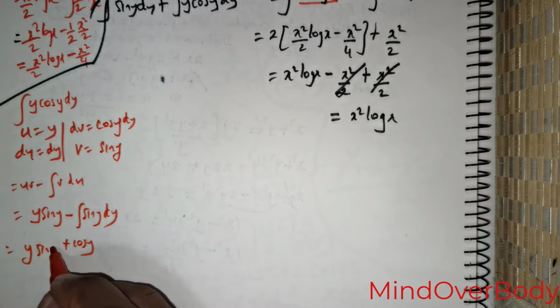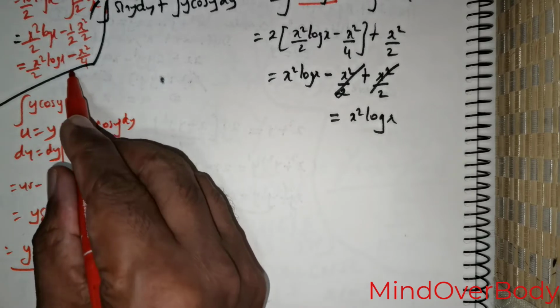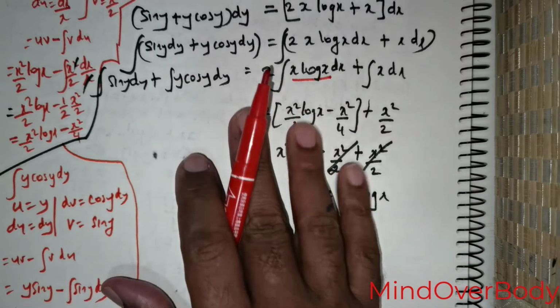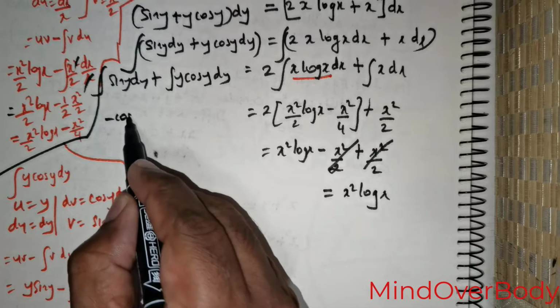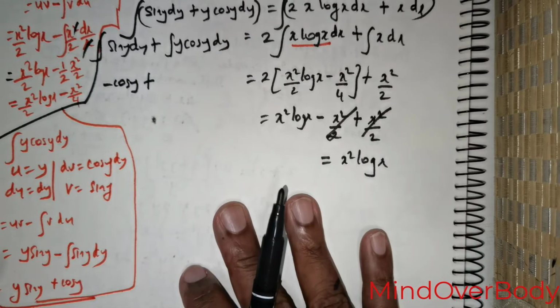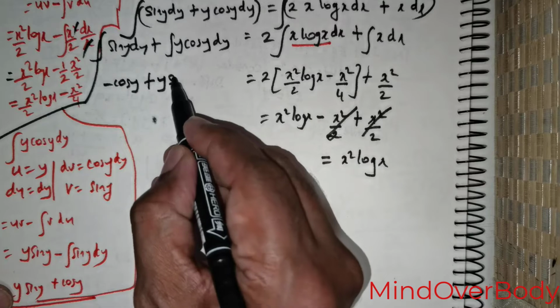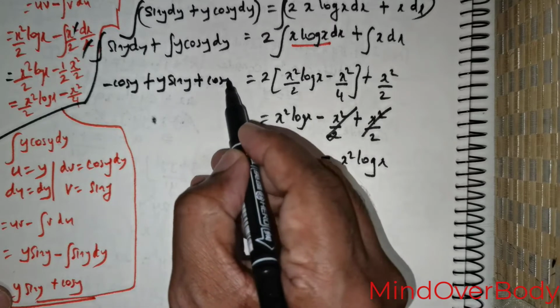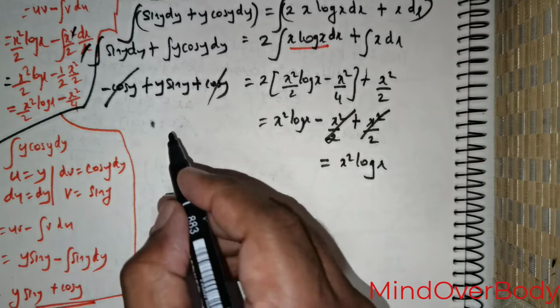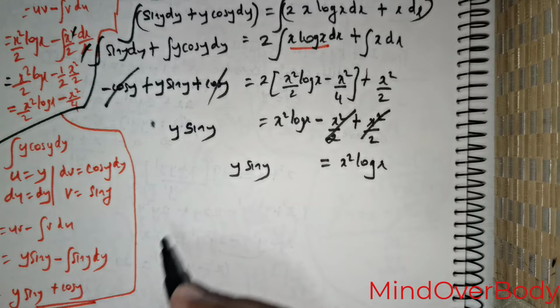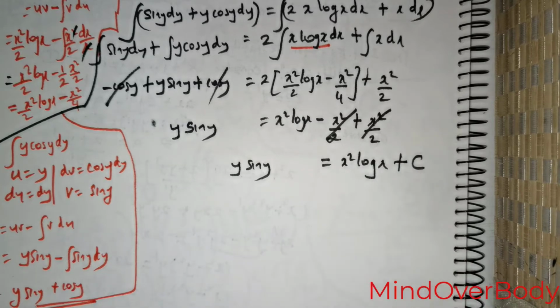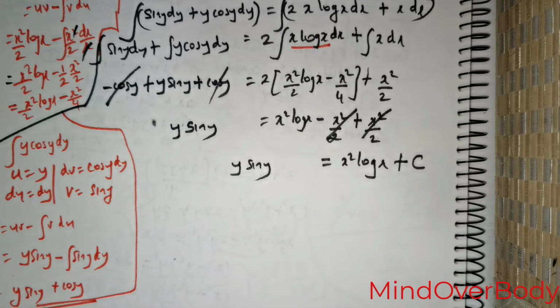And this is going to give me y times sin y. So all I need to do is substitute this over here. Integrating sin y gives me negative cos y, followed by my quantity y times sin y plus cos y. You see that negative cos y and positive cos y get cancelled, giving me y times sin y. We need to have an arbitrary constant, so I place the arbitrary constant. So this is the outcome that we have got.